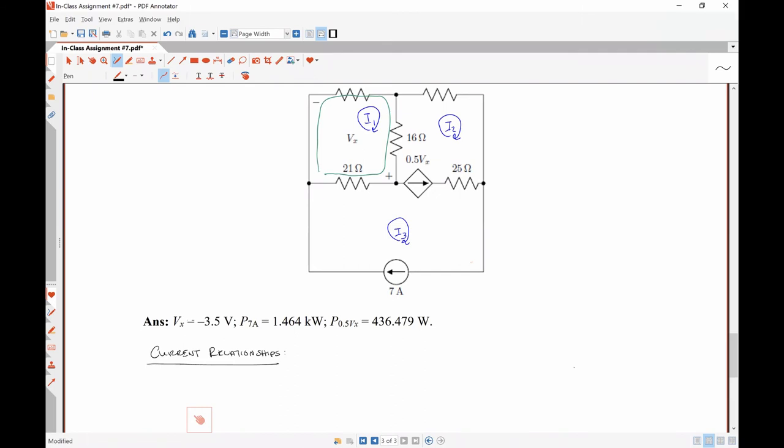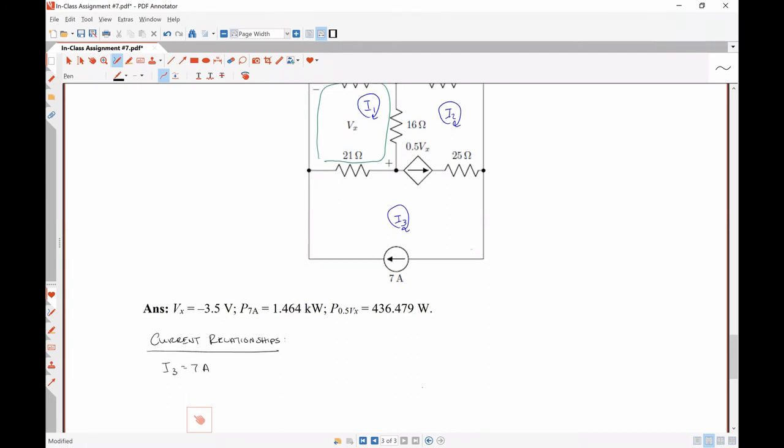I3 is equal to 7 amps. All right, I3 is equal to 7 amps. That's because when I3 is flowing through this bottom branch, it's in the same direction as the 7 amp source, so I'm perfectly okay with that. Who can tell me what my other one is going to be? 0.5 VX is equal to I3 minus I2. Yep, because I3 is going in the same direction, I2 is going the opposite. So I3 minus I2 is equal to 0.5 VX.